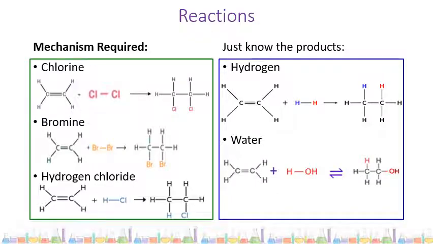There are three reactions with ethene that you need to know the mechanism of: the reaction of ethene with chlorine, bromine, and hydrogen chloride. The good news is that it's the same mechanism for each of them. You just have to be able to write it out specific to whichever one you're given in the question. There's also two other reactions with ethene, hydrogen and water, and you just need to be able to identify the products of that reaction. You don't need to actually write out the mechanism.